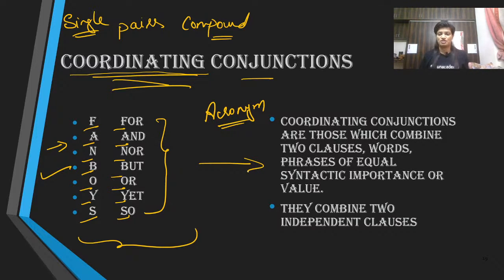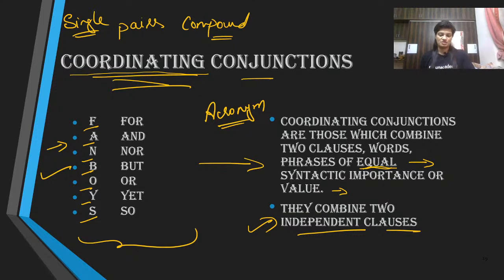Let me tell you what their function is. Coordinating conjunctions are those which combine two clauses, words, or phrases of equal importance. I want you to highlight this word and keep it in your mind; I will explain that in a little while. Equal syntactic importance or value, as in both the clauses in the sentence when you have used any one of these conjunctions, either for, and, nor, but, or, yet, or so. Both the clauses are of equal importance, or we can call them independent clauses. I'll give you an example, Noor Fatima.